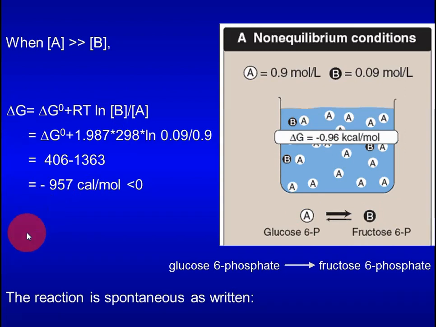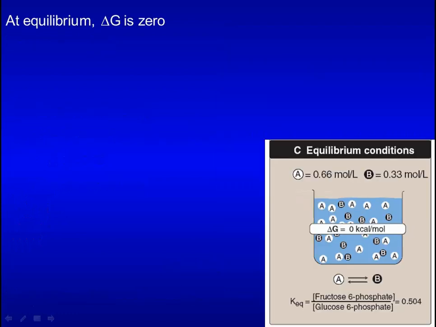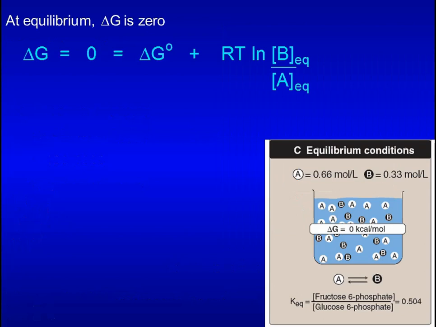If we give the reaction enough time, this reaction eventually will be in equilibrium. At equilibrium, delta G is 0. The free energy equation will look like this. If we move the delta G0 to the left side and define K as a ratio of concentration B over A, then we get the equation for delta G0.